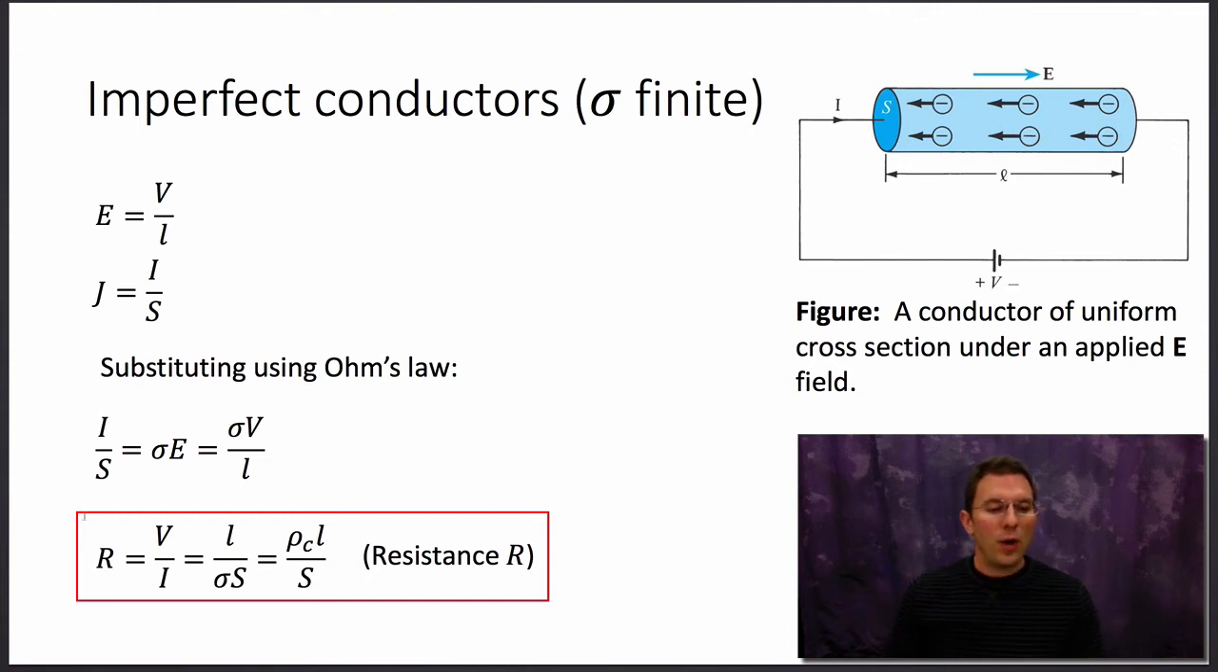So this is a way to characterize materials. If you have a conductor of a particular length that's thin enough, you can characterize it using the resistance parameter from circuits.